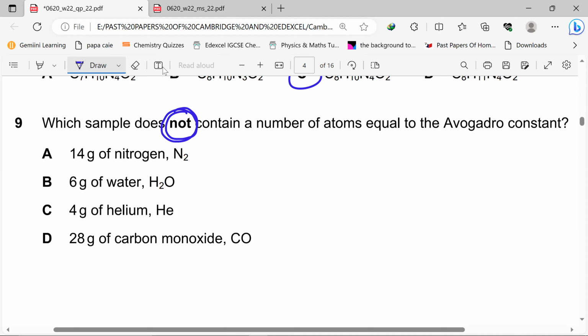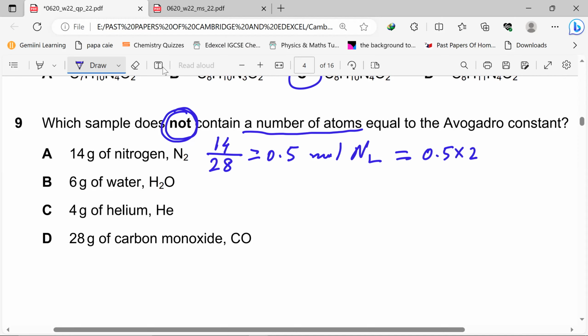18 gram nitrogen, we know, nitrogen is 14, so 14 plus 14 is 28, the molar mass or RFM. So it's 0.5 mole N2. See, they're asking for a number of atoms. So we have 2 atoms in 1 nitrogen molecule. So we have 0.5 times 2, which is 1 mole nitrogen atoms. So this is correct. Since this is correct, this is not our answer.